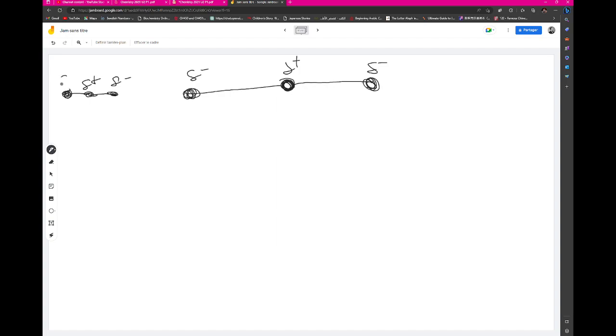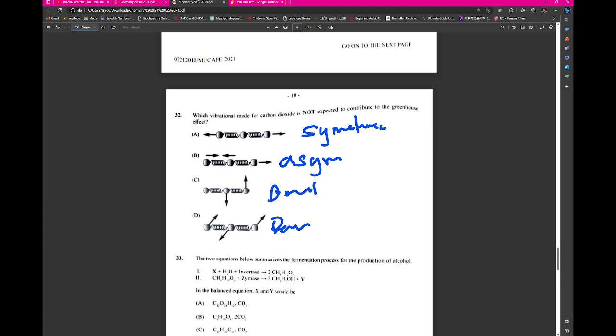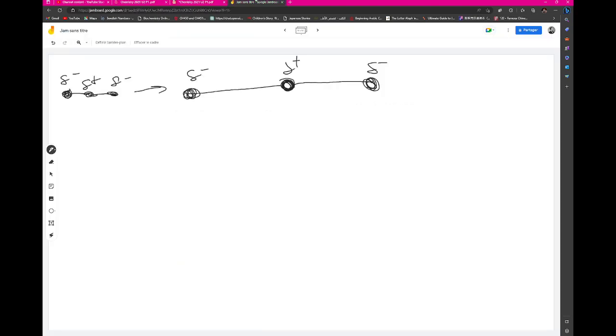Which was the next one? Asymmetric. With asymmetry, there will be a difference. So I'm just showing this. There will be a difference.